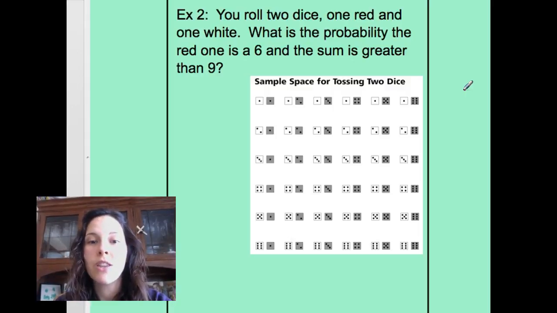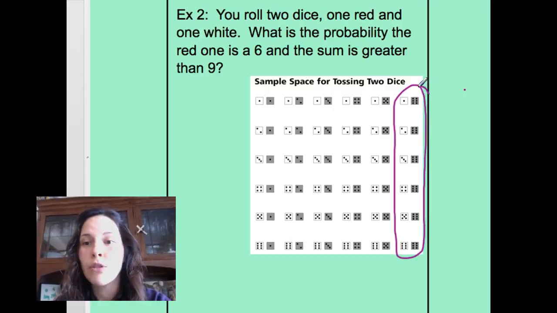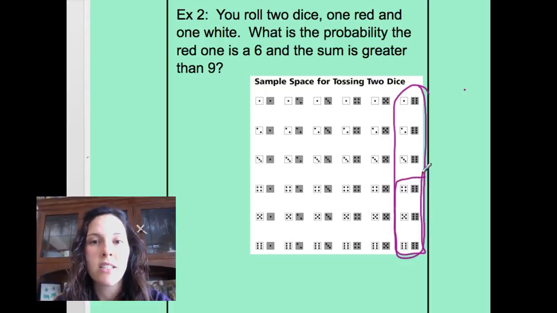What's the probability that the red one is a 6? So that narrows it down to this last column here. We already know the red one rolled a 6, so those are our only options so far. And the sum is greater than 9. Greater than 9, not equal to 9. So that excludes those first 3 options. So now we're down to just these 3. We could roll a 6 and a 4, a 6 and a 5, or a 6 and a 6.